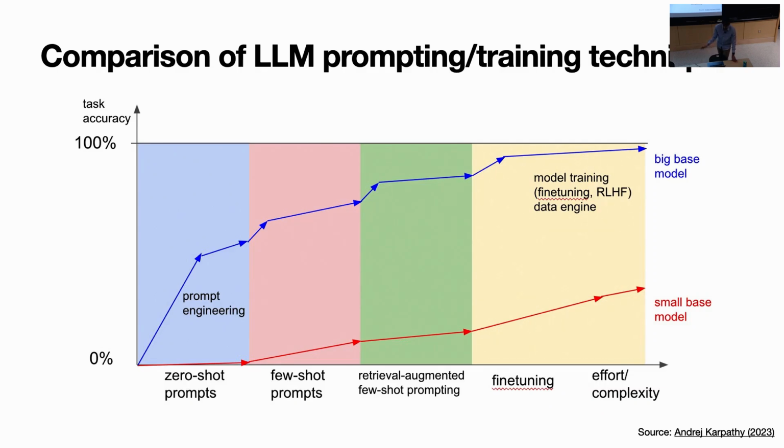And so these are 4 things that are commonly done with LLMs. From left to right, they go in increasing order of the amount of effort, right? Zero-shot prompting, you can do that in 1 second. Few-shot prompting, maybe you need like 3 data points. That takes a little bit more effort.